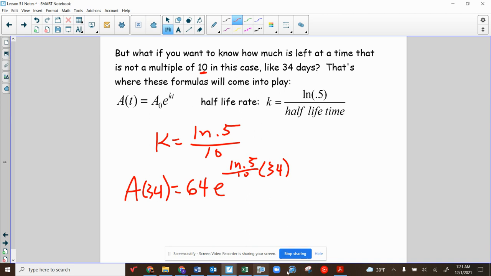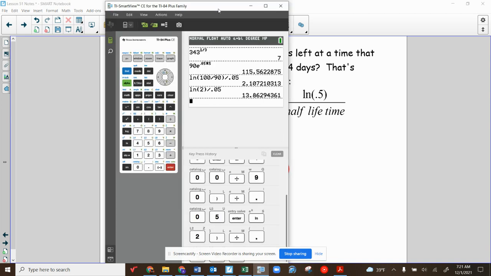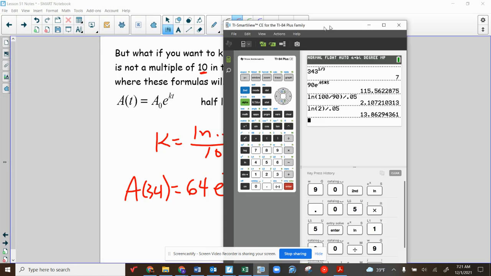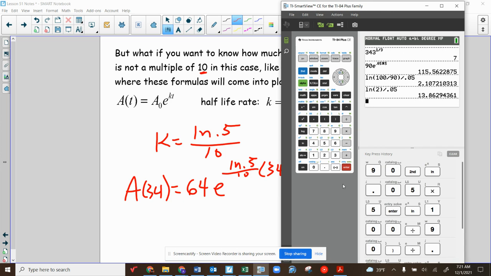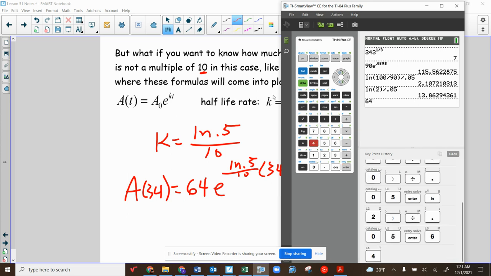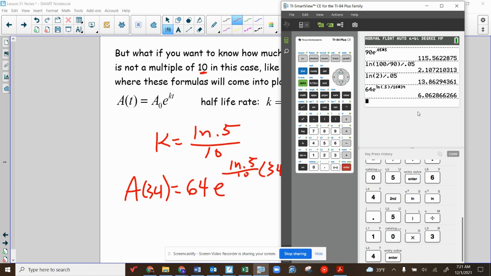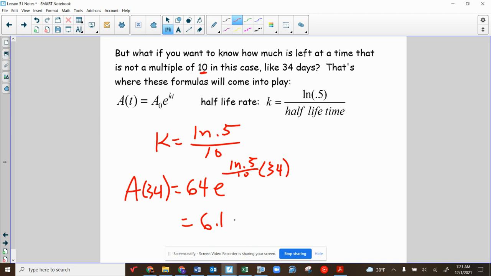All right, so then I can just take and plug it into the calculator. 64 times e to the natural log 0.5, close the parenthesis on that, divided by 10, times 34. Okay, and so if we round to the nearest tenth, you got about 6.1. So after 34 days, you'd have approximately 6.1 grams left over.